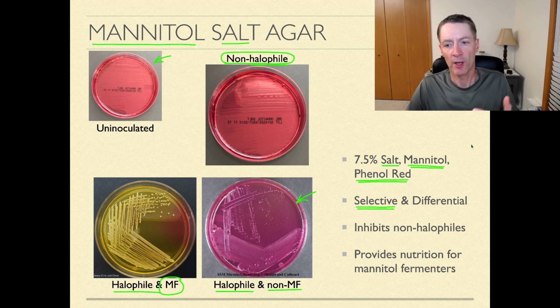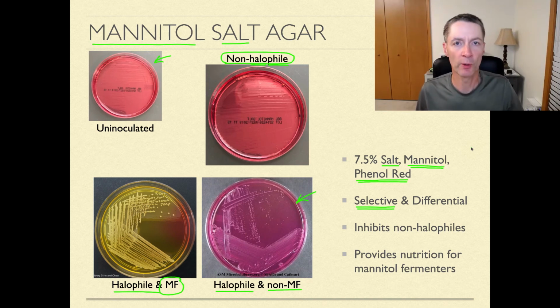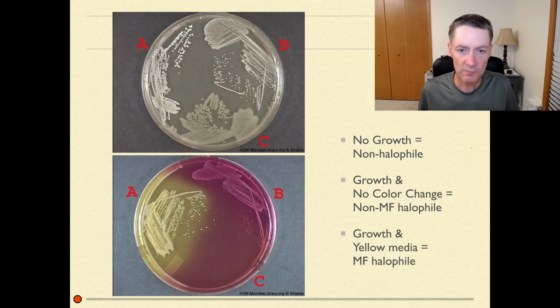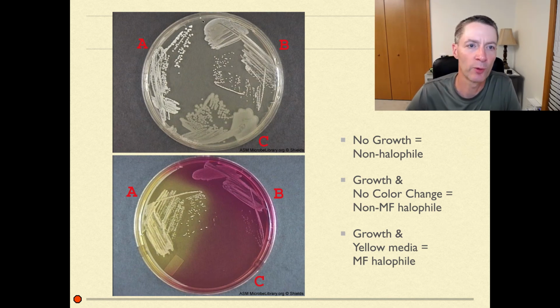So in this case, the phenol red's the pH indicator, and it's going to turn from red to yellow if there are acidic byproducts, showing us that there is a mannitol fermenter there. So here we have another plate. I kind of like this plate. I just want to use this as an example, as a little bit of a review.